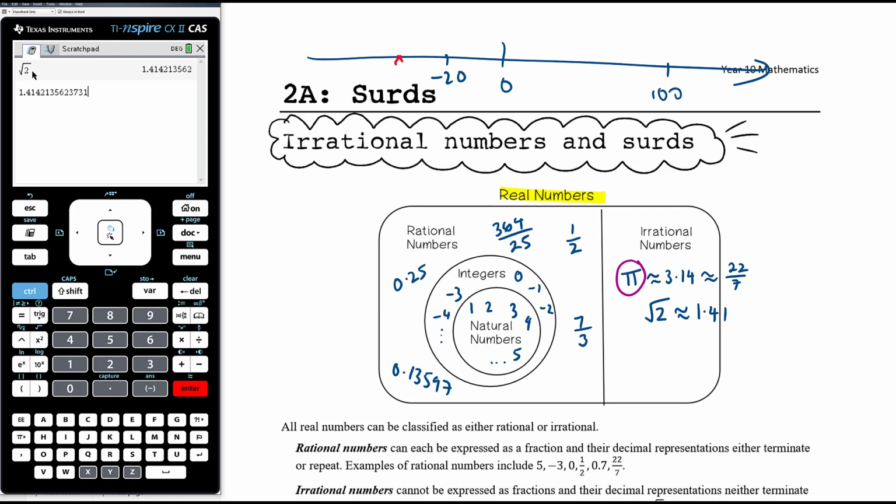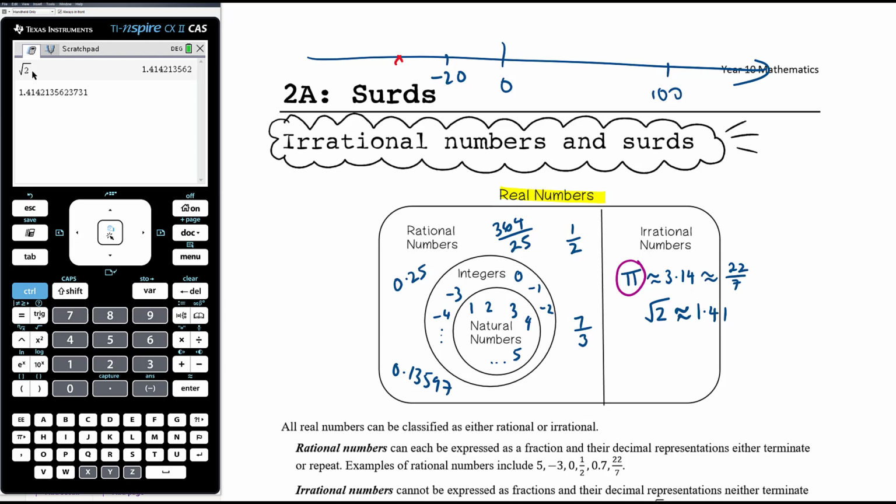But it doesn't repeat, it doesn't recur, it doesn't terminate. So if we're going to write root 2 as a decimal, we have to round it off at some point, and therefore its decimal representation is not exactly the same as it. Okay, so that's why I've written this approximately equal to as opposed to equal to.